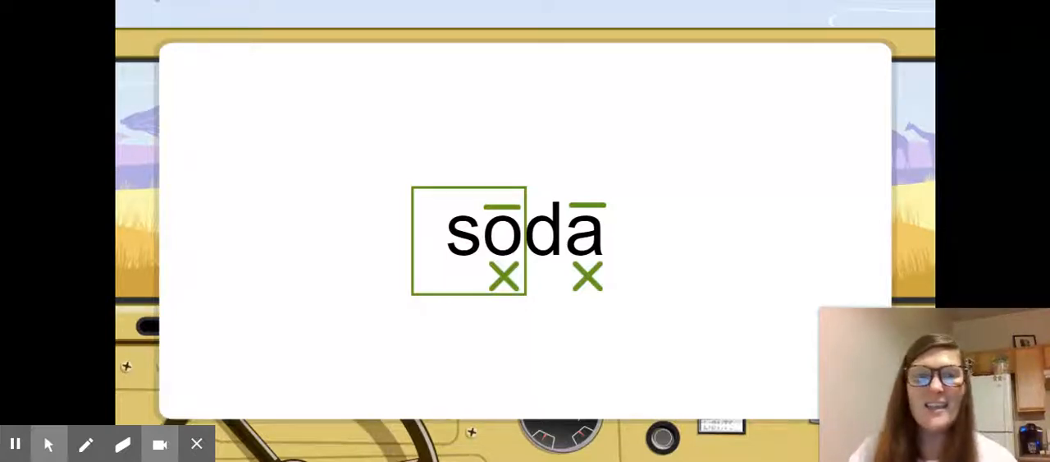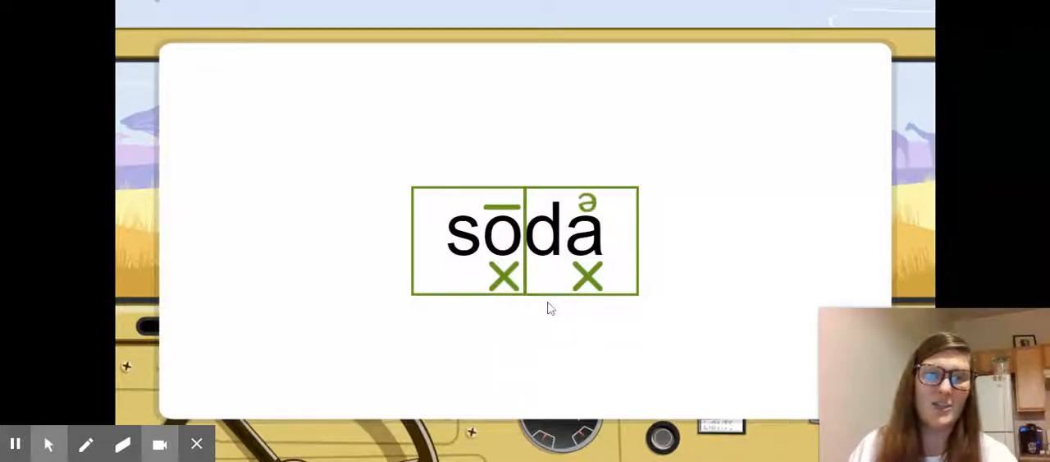When we have that A at the end of a syllable, in the last syllable of a multi-syllable word, it usually says the schwa sound. So this word is actually soda. So instead of marking it with the long vowel marking, we're going to mark it with the schwa. Okay, sometimes you have to try out the long vowel or the short vowel to make sure.